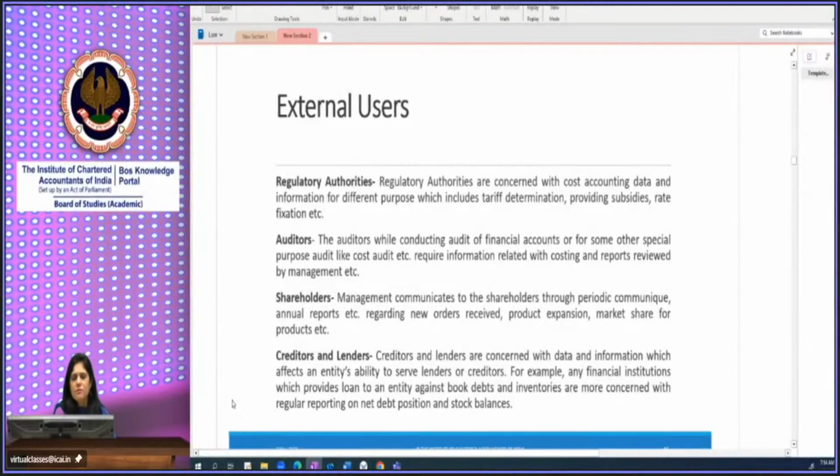Auditors, when they do an audit of financial accounts, also do an audit of cost accounts. Shareholders, of course: management communicates to the shareholders whatever new orders are received, whatever huge orders they are receiving, what the product expansion is, or whether they are planning to explore a new market segment or launch a new product. So on the basis of information from cost accounting, management gives the information to the shareholders, the stakeholders also.